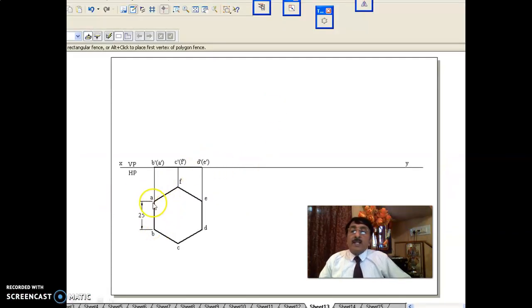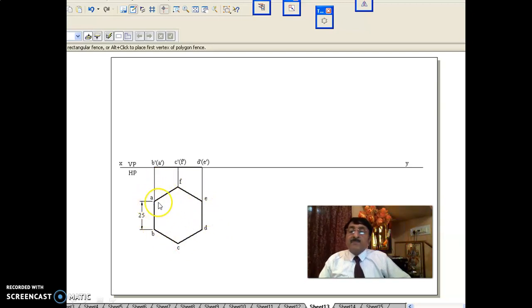Here, draw a hexagon. Compulsory, edge position means one of the edges should be perpendicular to the XY line. Okay, AB you write 25. This is 25 plus 30, 25 minus 30. This is 25 plus 30. This is 25 minus 30. And then you can join this. And one demo will be there later on. You will know how to do it and all that.